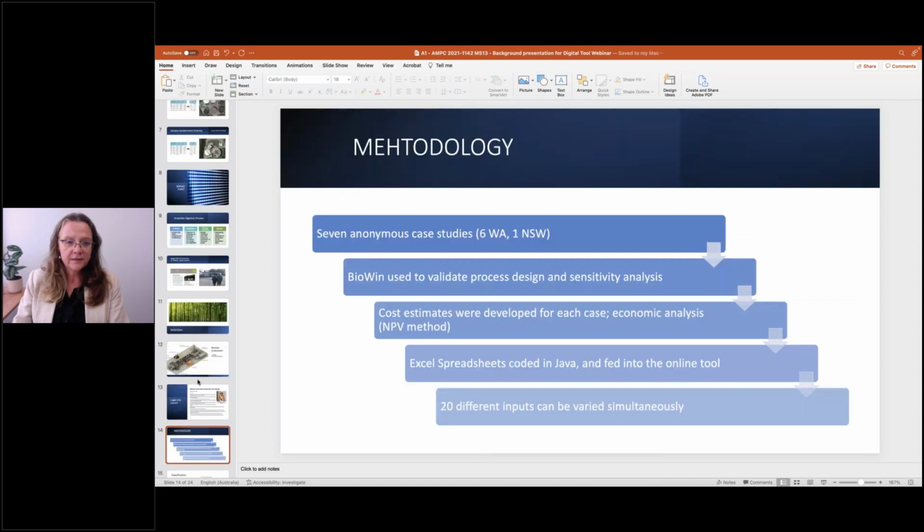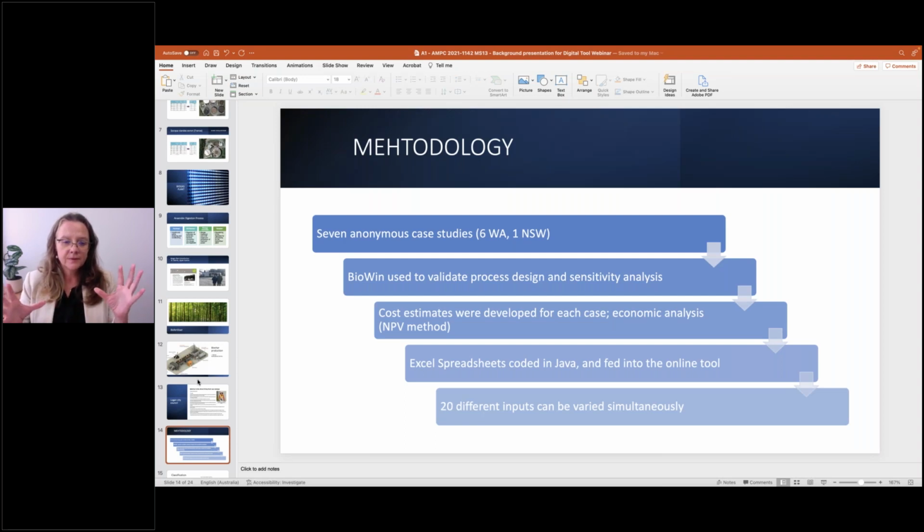So the methodology we had here to use this integrated system to transform it into a model is that we had 7 anonymous cases in Australia. We designed this integrated system for each one of them. We used BioWin to validate the process design and the sensitivity, meaning how much extra load we can add and what's the robustness of the process.